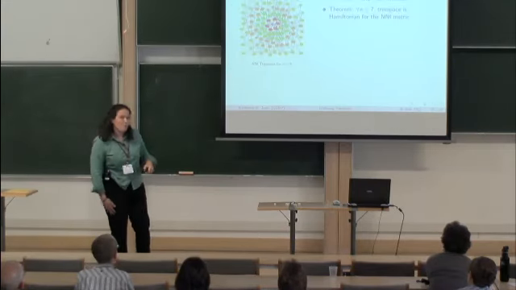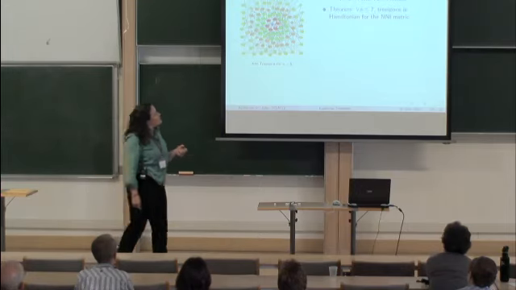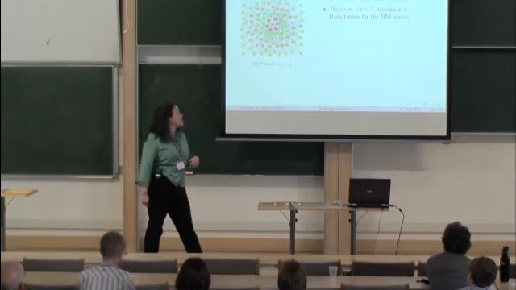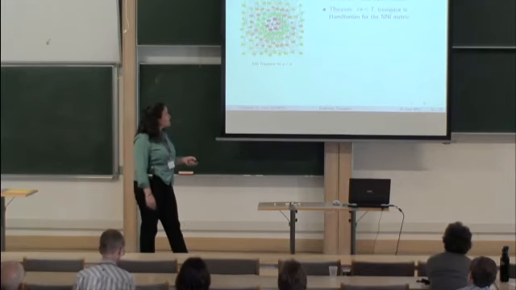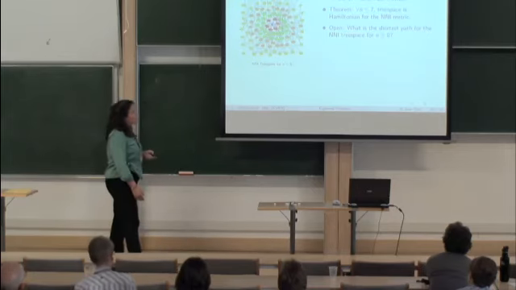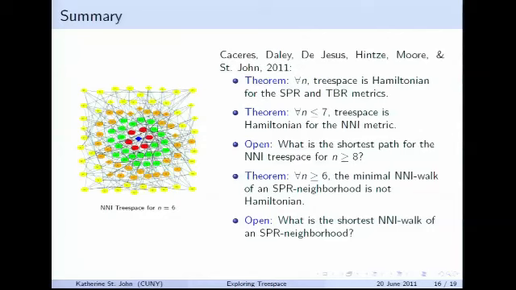So just to say what they did show and what's still open. They can show that Treespace is Hamiltonian for SPR and TBR metrics, and that it's Hamiltonian for small n, less than 7, Treespaces under NNI. What's still open is the shortest path for NNI Treespace for n greater than or equal to 8. They can show that the minimal NNI walk of an SPR neighborhood is not Hamiltonian, but they don't know how long it is for more than very small examples.